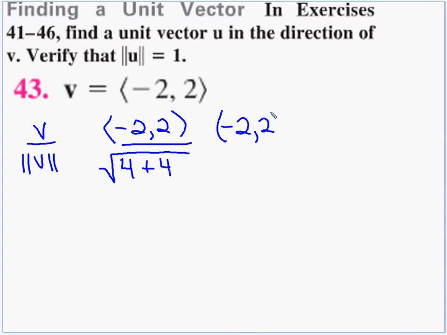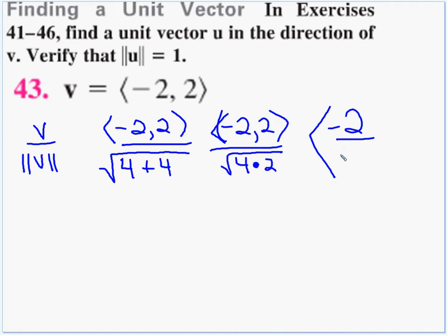Negative 2 comma 2 over a root of 8. And let's simplify that root of 8. Root of 8 becomes root of 4 times 2. So that'll become a 2 root 2. And let's break it into two separate fractions now. We've got this negative 2 in the numerator, so that'll be a negative 2 over a 2 root 2, comma. We have this positive 2 here over the same 2 root 2.